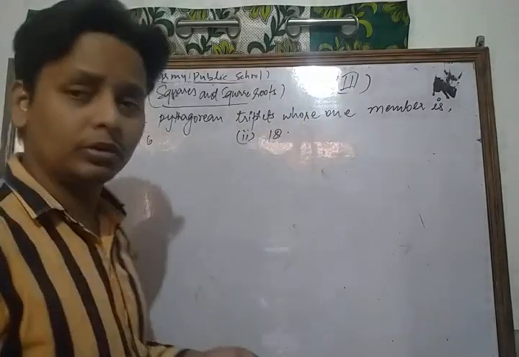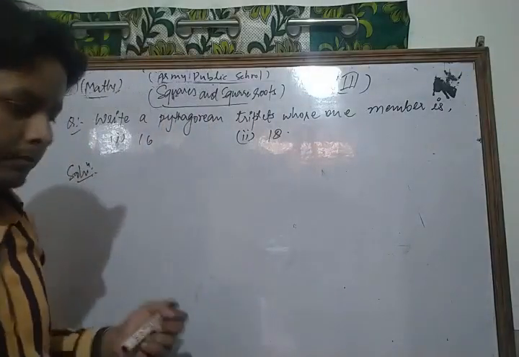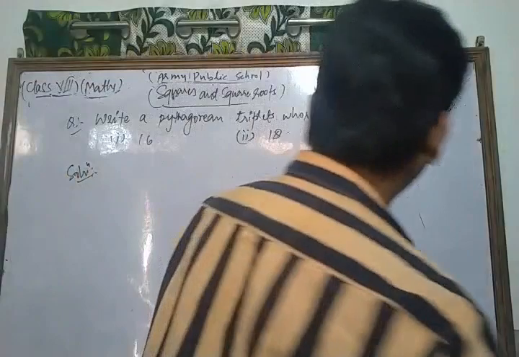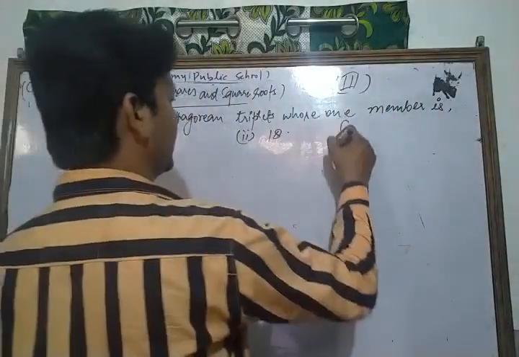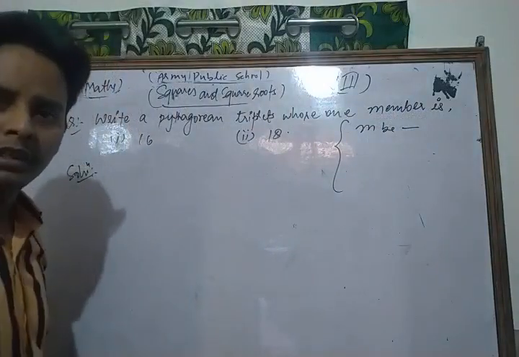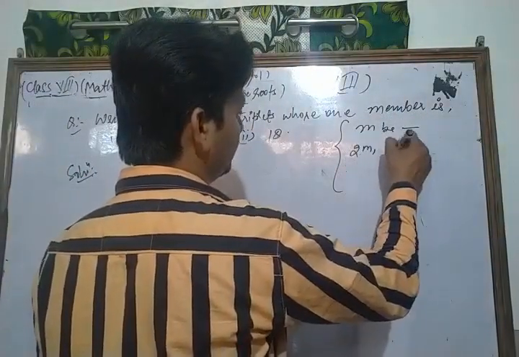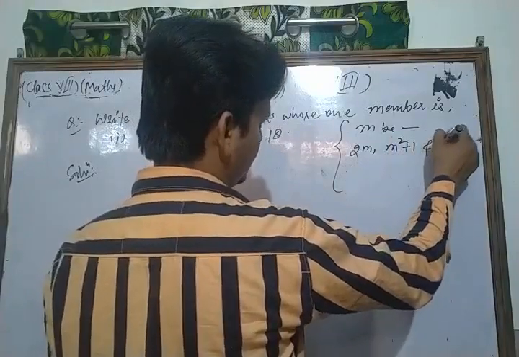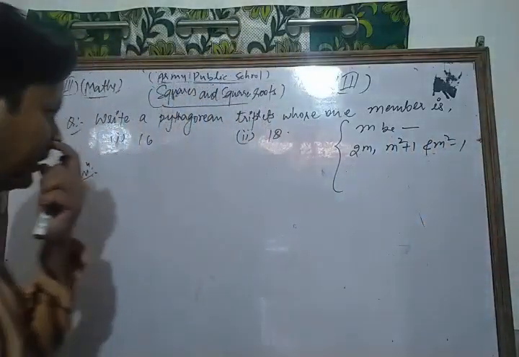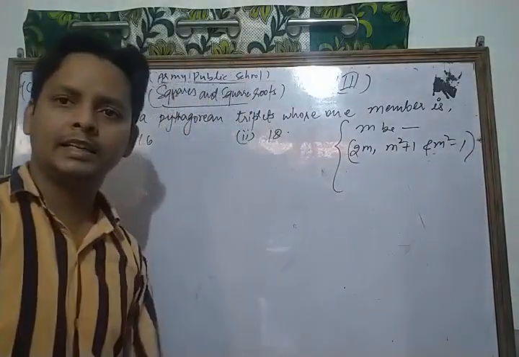There we also discuss the formula related to Pythagorean triplets. In previous classes we already discussed that if m is any integer, then the Pythagorean triplets are 2m, m square plus 1 and m square minus 1. This is the set, the group of Pythagorean triplets.